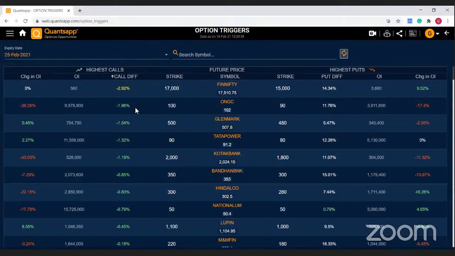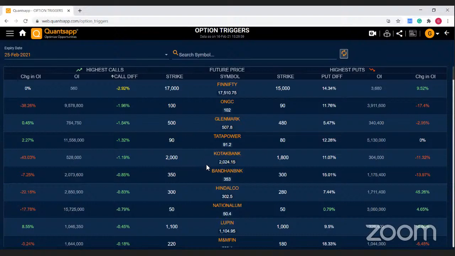So you can analyze that if it's on the white side, it means the highest call and the highest put are very far from the future price. If the difference is between 2 to 5%, it means that stock is near to its highest call and highest put. And if you see the difference of the highest call from the future price is at the green level, then you should be more cautious in those stocks, looking into how the option writers are doing now.